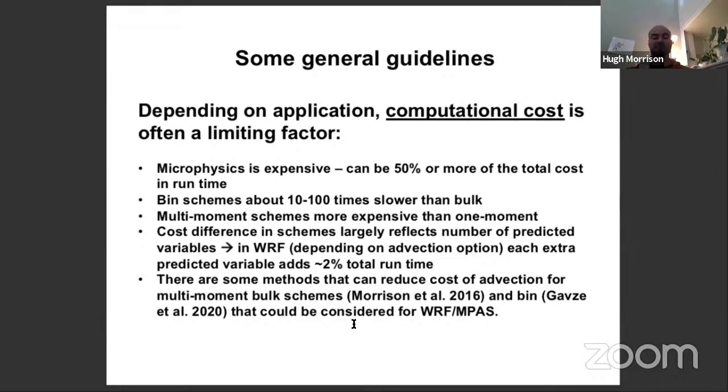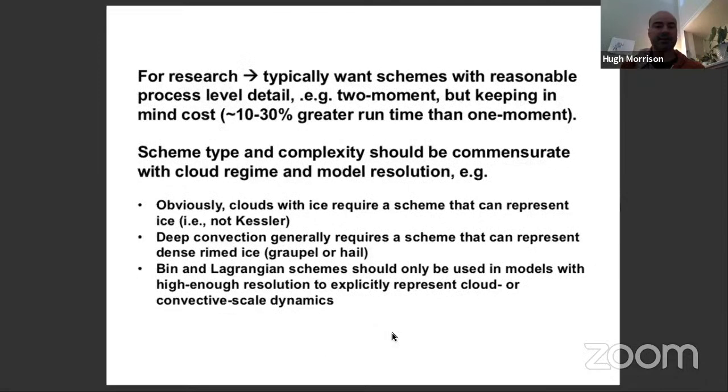for multi-moment bulk schemes and bin schemes that I would say could be considered for WRF and MPAS in the future to help reduce that cost. For research, we typically want schemes with a reasonable level of process detail. I would say nowadays that would be considered, say, a two-moment scheme. But of course, still keeping in mind cost, roughly speaking, two-moment schemes can be anywhere from about 10 to 30% more than one-moment schemes. And the scheme type and complexity should be commensurate with cloud regime and model resolution.